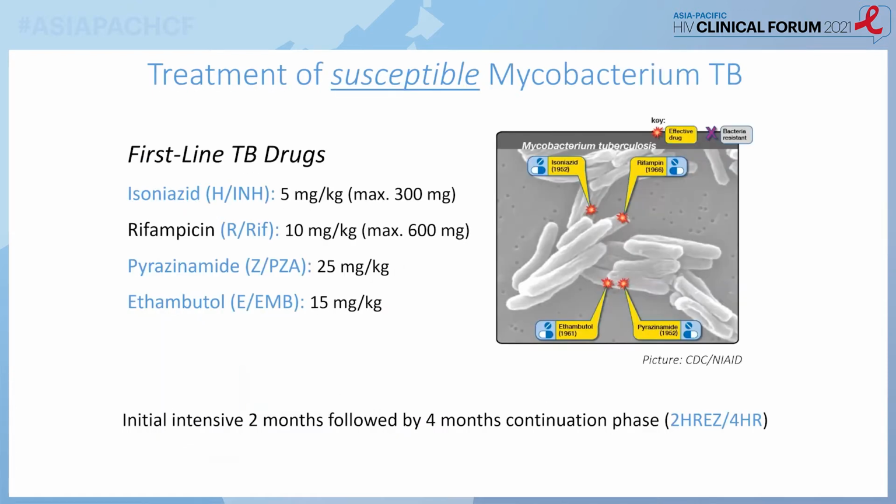And again, the focus of today's talk is going to be on susceptible Mycobacterium TB, where, of course, all of us know the four key drugs used for this treatment are isoniazid, rifampicin, pyrazinamide, and ethambutol, with a classic 6-month treatment of 2 months intensive and 4 months continuation phase.